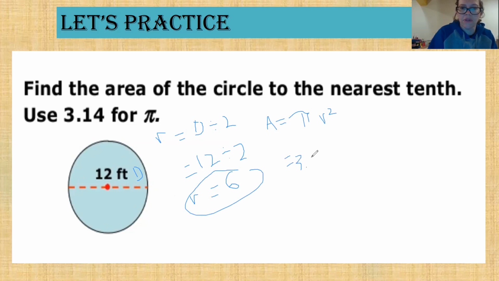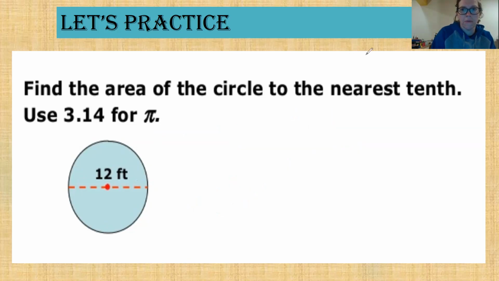Remember, you substitute 3.14 for pi, and then you're going to solve for r squared. So r squared, remember, here's your radius. I'm going to let you give it a try and see if you remember what to do, and then we're going to check on the next screen. I'm going to give you a little more time to figure out the problem, then we're going to see what our answer is, okay?